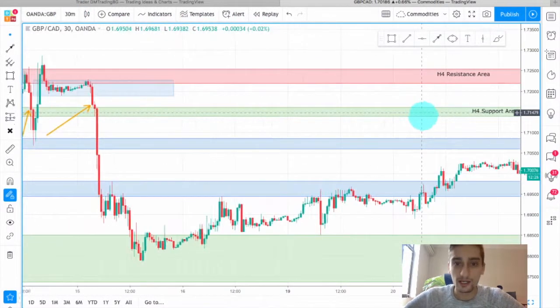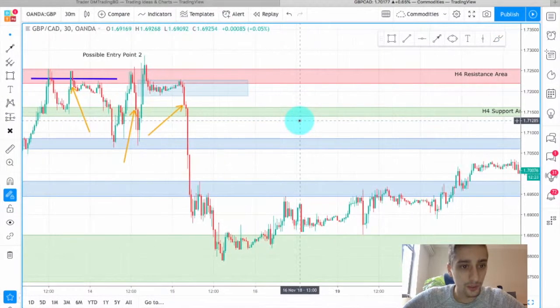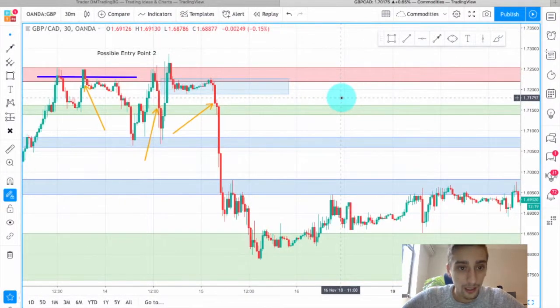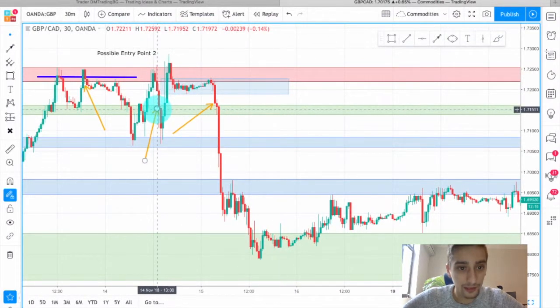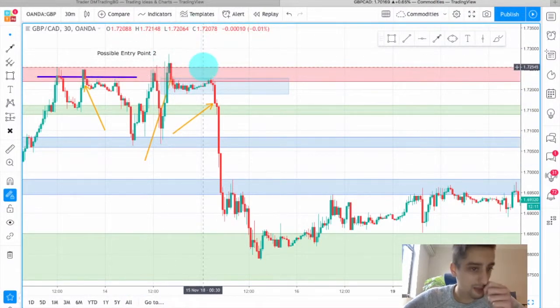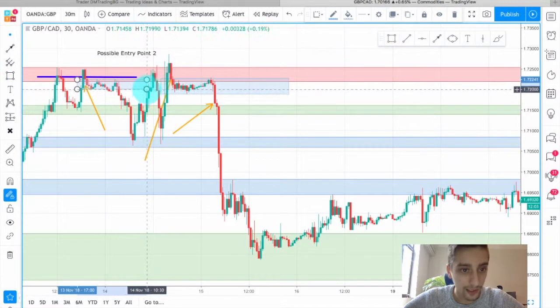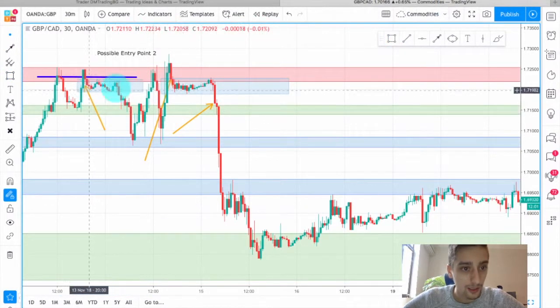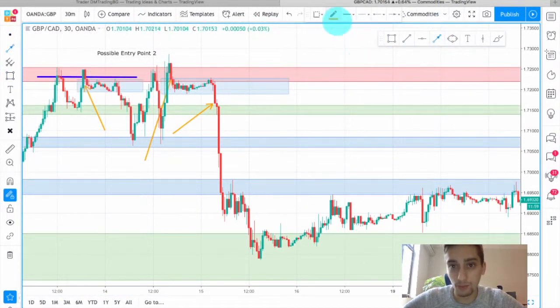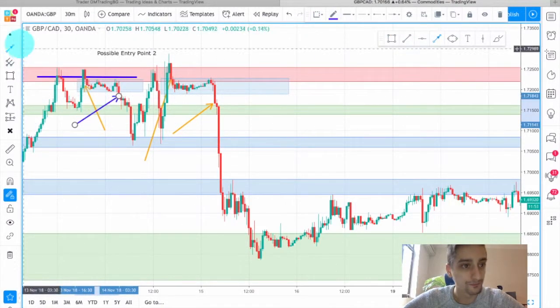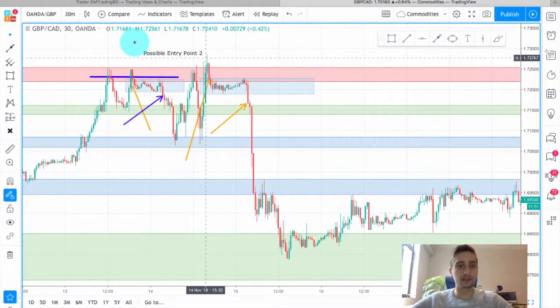If we switch down to the M30, you can probably find better spots to enter. So you could have entered also here on this engulfing if you're using candlestick formations. Also here you can see that we have yet another shape, a rectangle on the market. So when we saw the break of this shape, once again you could have entered here. So a few good possibilities.